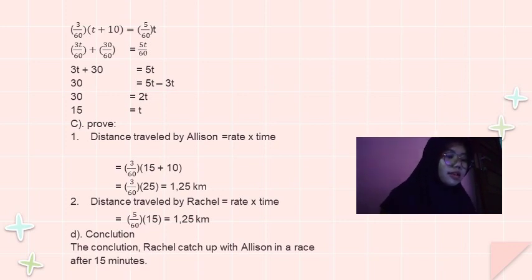2. Distance traveled by Rachel equals rate times time. 5 per 60 times 15 equals 1.25 kilometers. So the conclusion is Rachel catches up with Alison in a race after 15 minutes.